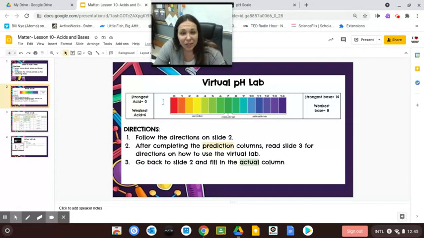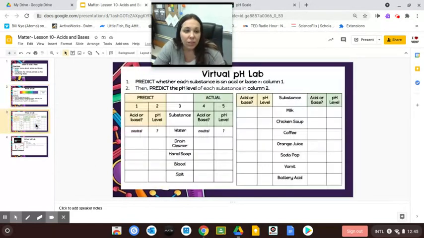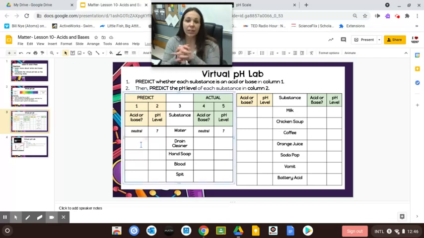So now here's what you're going to do. It says follow the directions on slide. I meant to put this, should be all slide 3. I got to change that. So we're going to go to slide 3, and you are going to fill in the prediction column here for all of the substances. So for drain cleaner, you're going to say, do you think it's an acid or a base? And you just type acid.